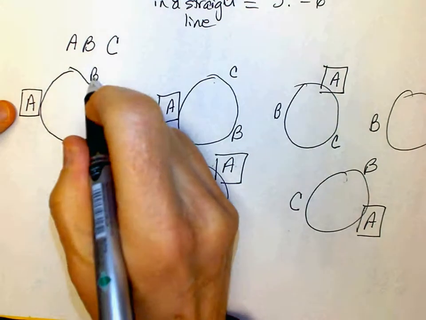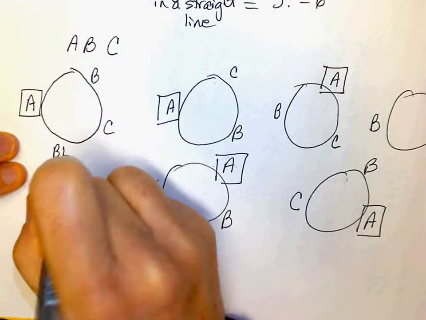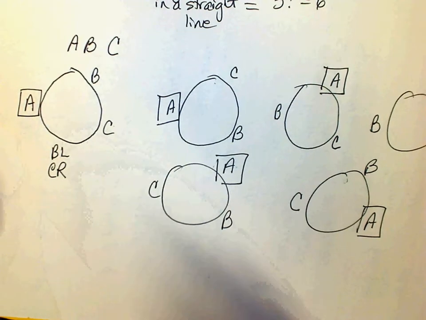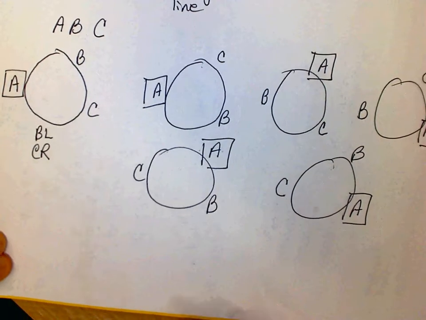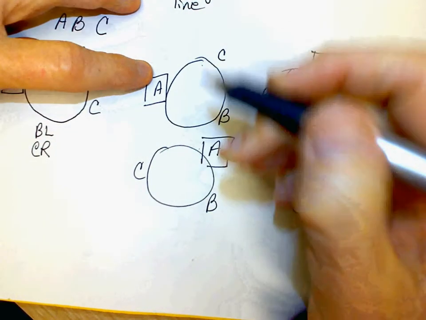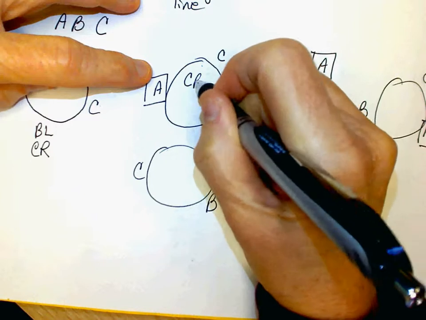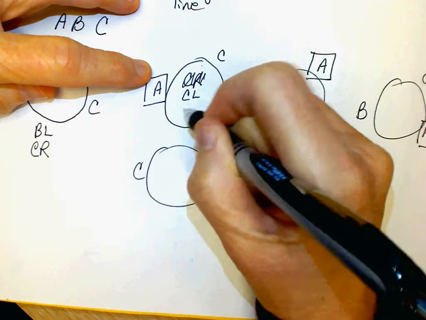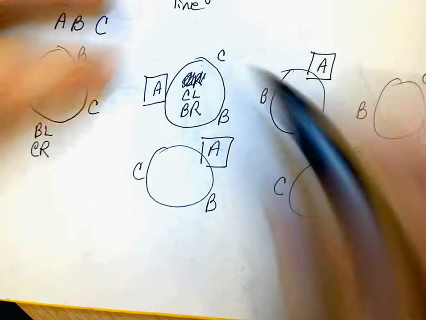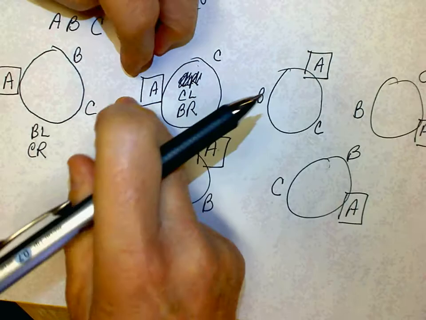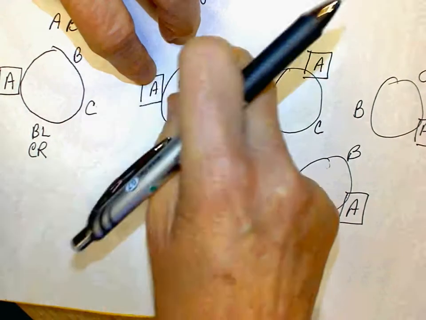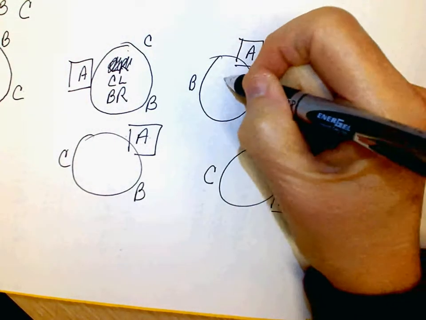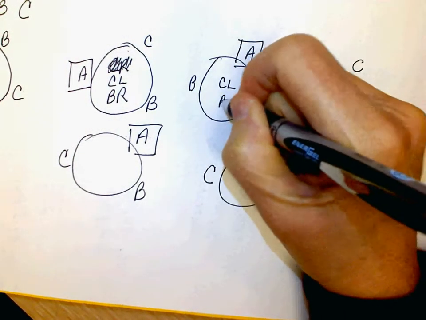Can you see that B is to the left of A, right? B is to the left of A. C is to the right of A. Oh, here we have C is to the right. No, sorry. C is to the left and B is to the right. Agreed? C is to the left of A and B is to the right, if A is sitting right there. Now if A is sitting here, C is to the left, B is to the right.